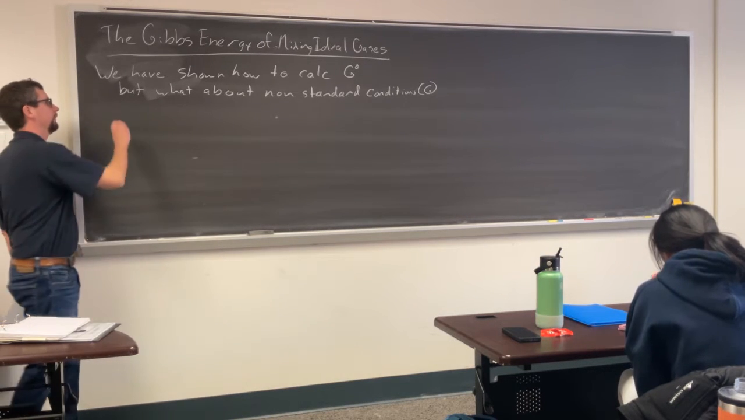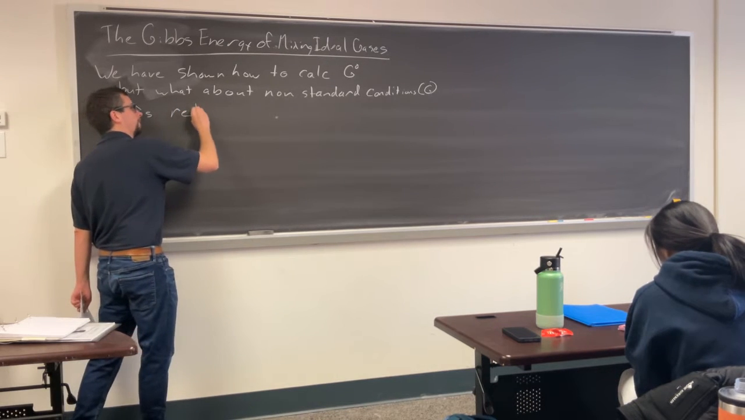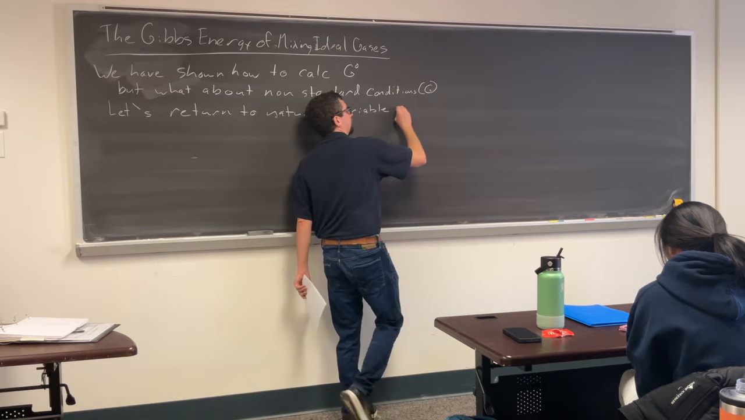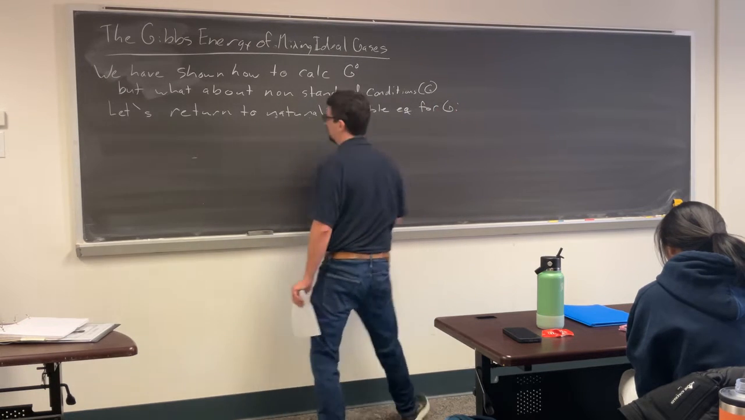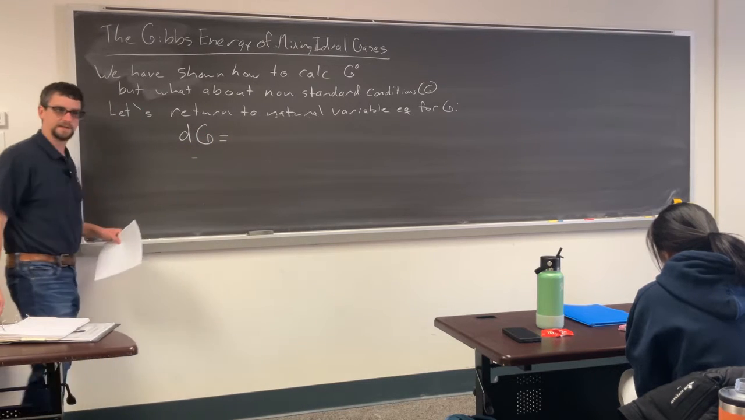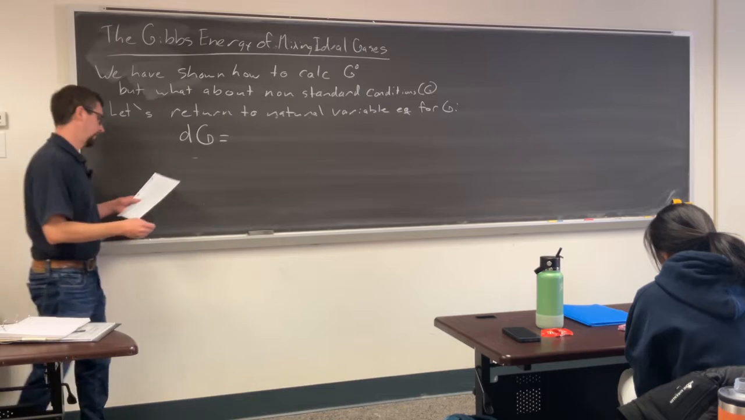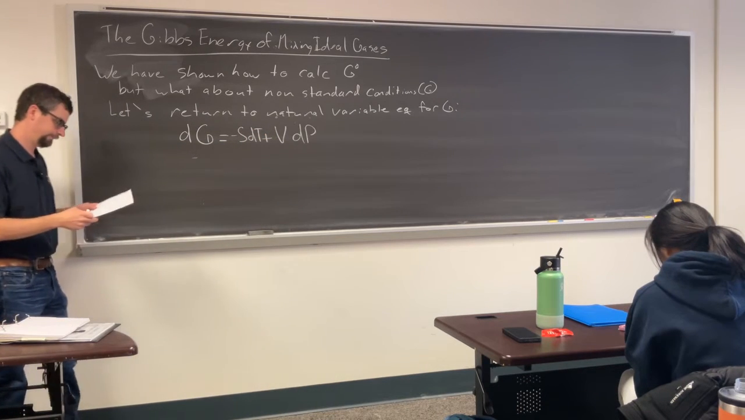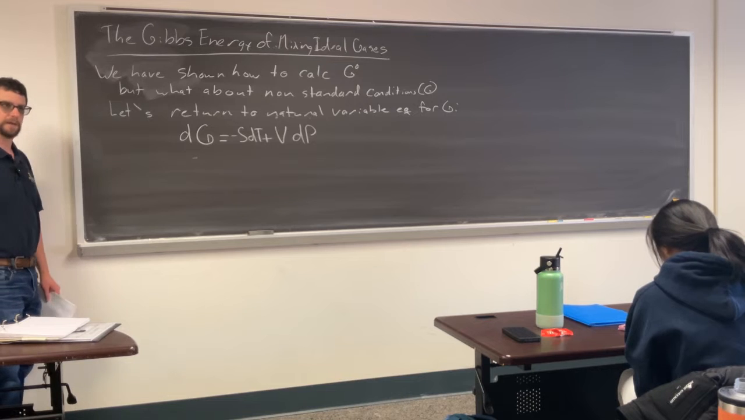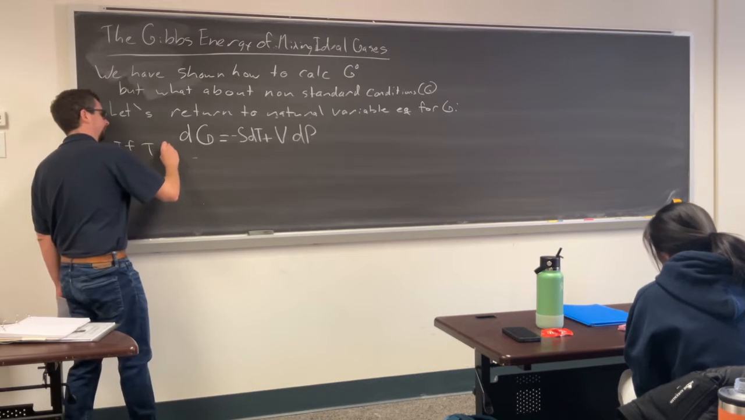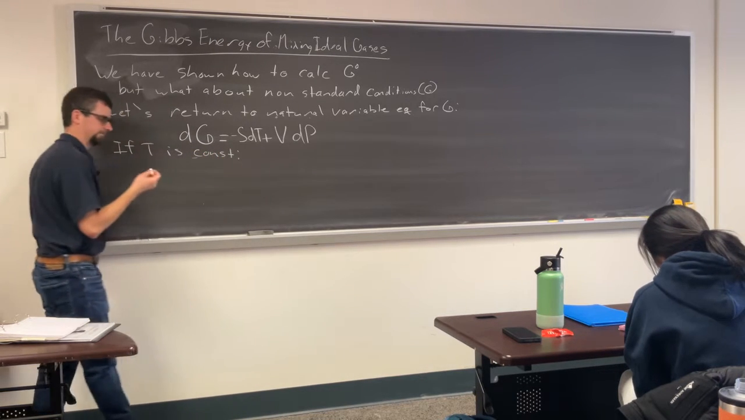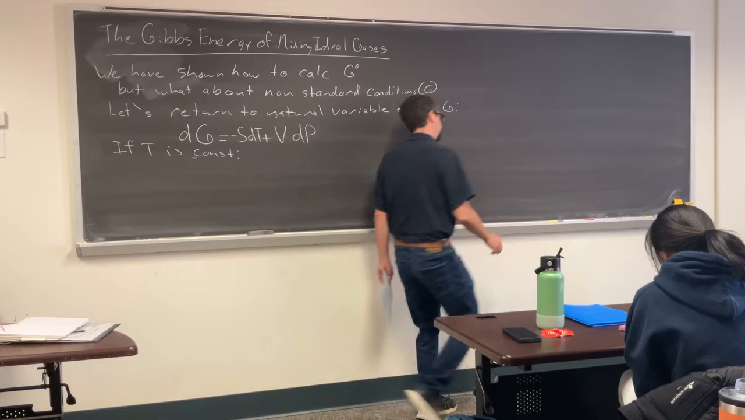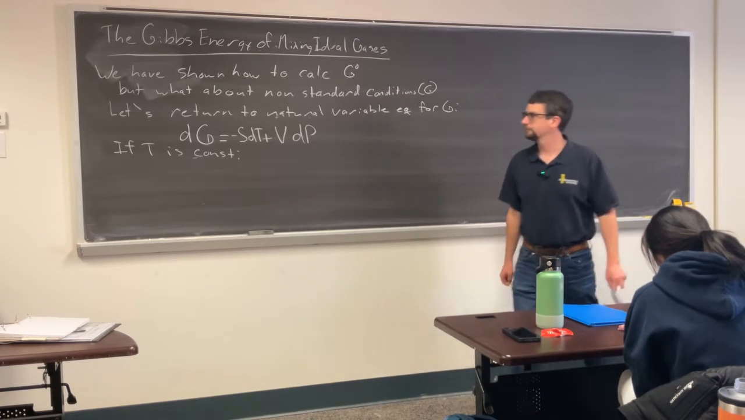Okay, let's return to the natural variable equation. For G, we have dG. You remember what it's equal to? Yep. Okay. Let's make our lives a little bit easier. If temp is constant, how does this change? Yeah. Because what's dT? 0. Yeah.